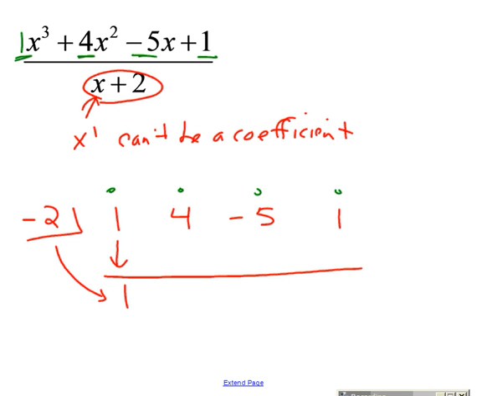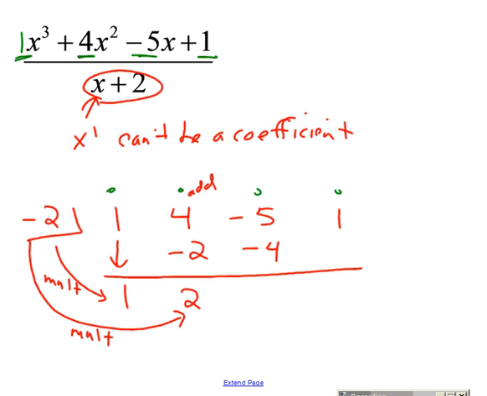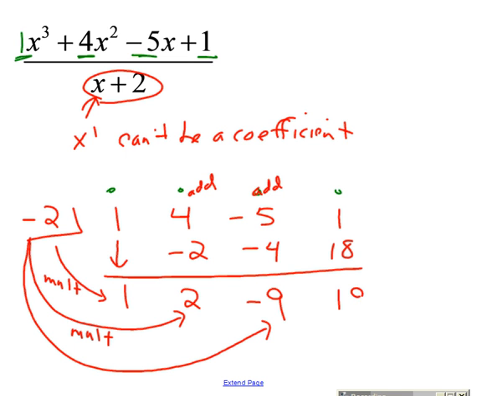My next step is to multiply. So negative 2 times 1 is negative 2. And then, after I multiply, we add. So in our columns, we're always adding. 4 plus negative 2 is 2. And now I multiply again, and I get negative 4 here, and then I add, and I get negative 9. And then I come back here and I multiply again to get 18. And I add to get 19.